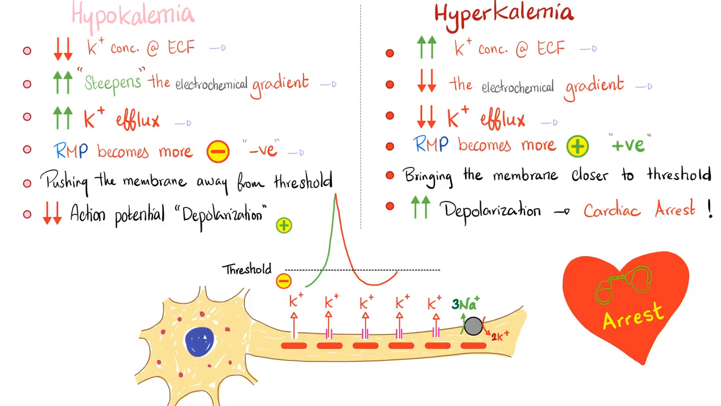Let's follow these two pieces of logic to their absurd conclusion, aka reductio ad absurdum. If the resting membrane potential is becoming more negative thanks to hypokalemia, what's going to happen? You are pushing the membrane away from the threshold. Let's say this is negative 70, and the threshold is here. If you make me negative 100, you are forcing me away from the threshold, making it harder for me to activate and to depolarize. This will decrease the action potential. It will decrease depolarization. And that's why hypokalemia leads to muscle weakness.